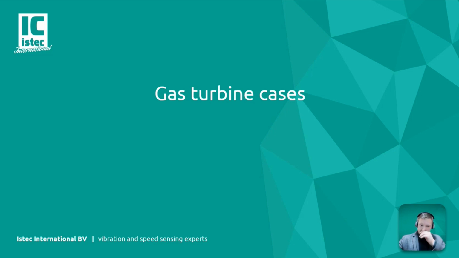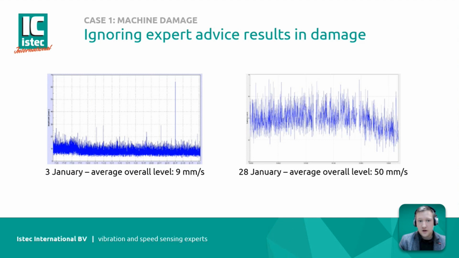So we have two turbine cases. One is about ignoring expert advice, which results in damage. And this is about an oil pump being driven by a turbine, where in January the vibrations were acceptable, and on the 28th of January the vibrations were 5 times higher. And then the data was analyzed to find the root cause.